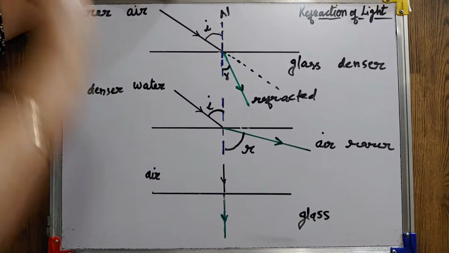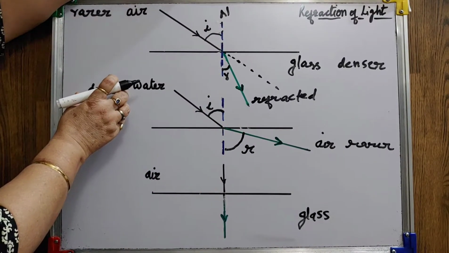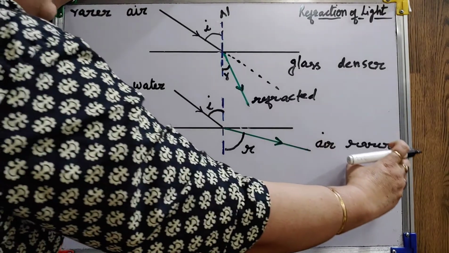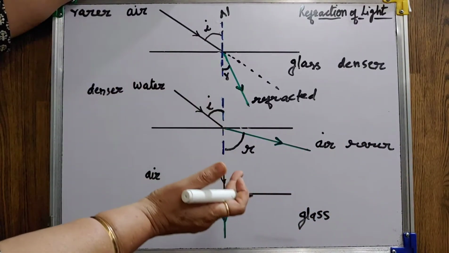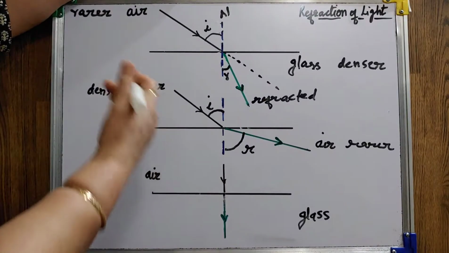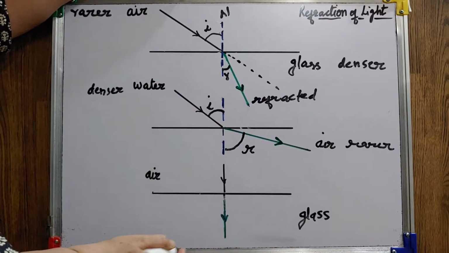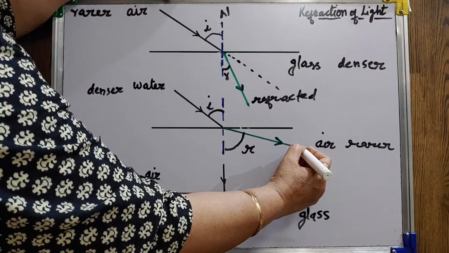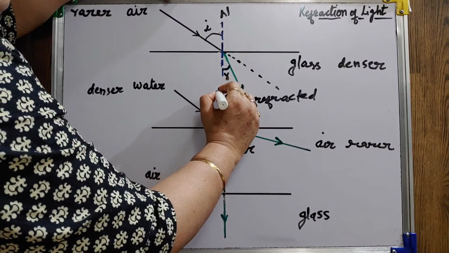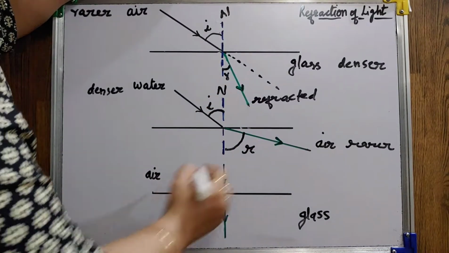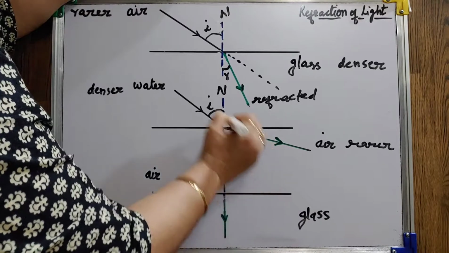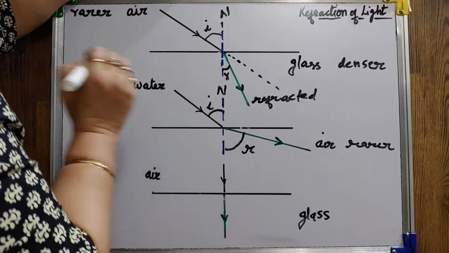Now, in the reverse way, when the light travels from denser to rarer medium, the speed of the light in the second medium increases. Because of that, this refracted ray moves away from the normal. That's why the angle of refraction will be more than the angle of incidence.